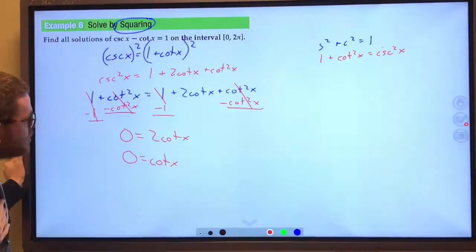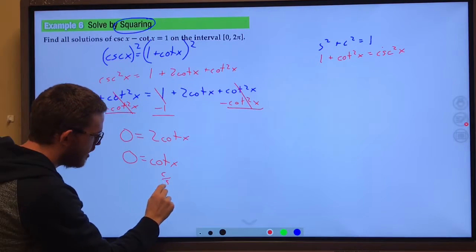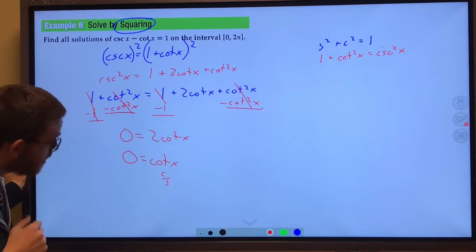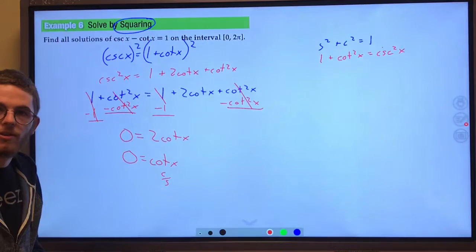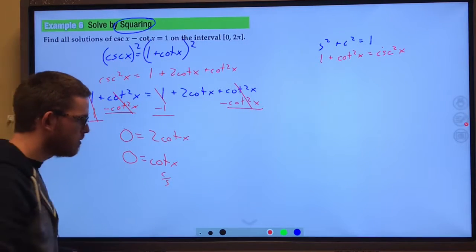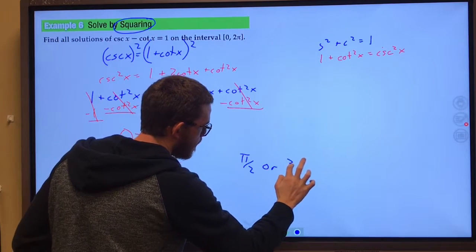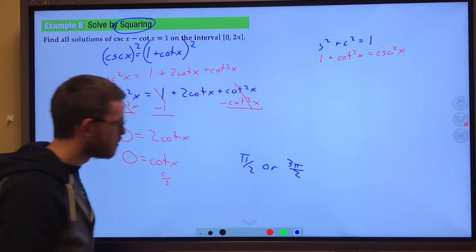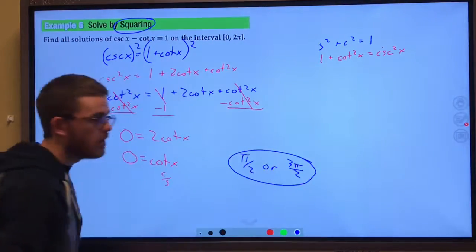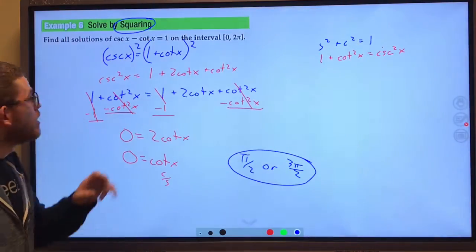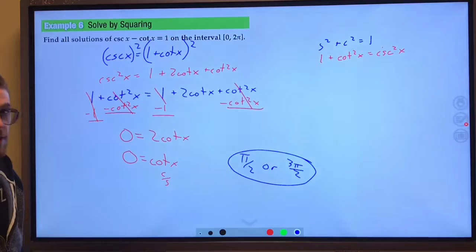When does cotangent equal 0? Remember cotangent? It's cosine over sine. If we want it to be 0, we want our cosine value to be 0. And our cosine value of 0 is at pi over 2, or 3 pi over 2. That is when our cotangent of x is going to be 0. But like I said, it's good practice. Go back, plug it back in. This is a very simple one. We should definitely check this to make sure both of these values work.